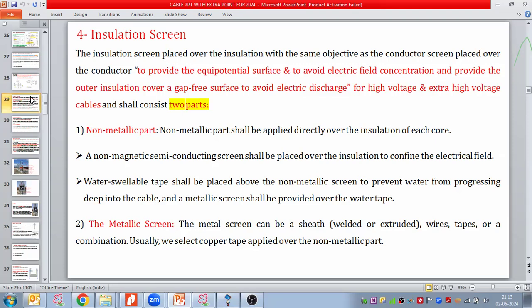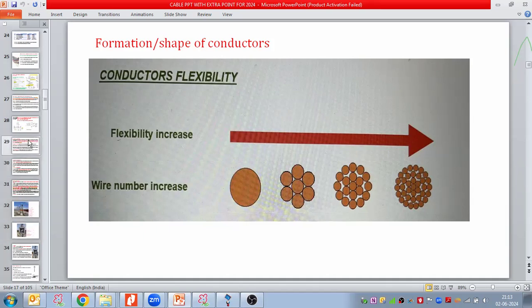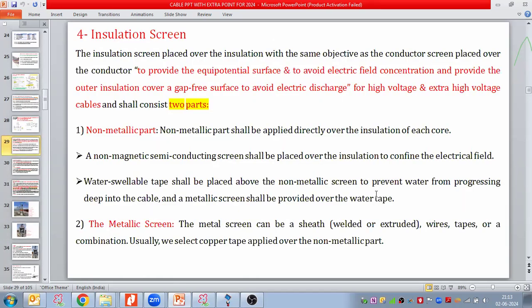By gap-free surface, I mean that if you see the conductor, the surface is not smooth along the total length of the conductor. So if I put a cover over it, it will provide a smooth, gap-free surface to the insulation. Because if there were any gap, electrical discharge would be higher at that gap for high voltage cable and extra high voltage cable.